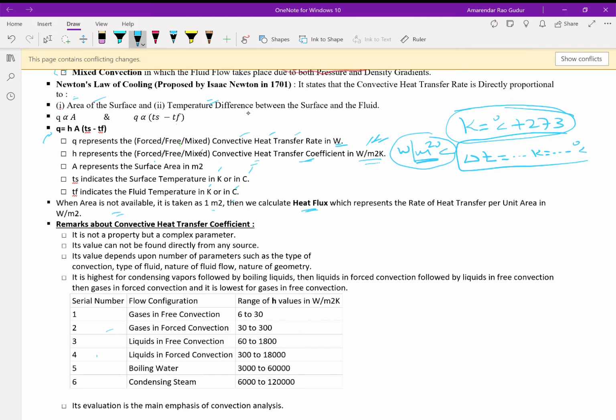Then we calculate something called convective heat flux, which is simply equal to Q prime, that is Q by A, which is equal to h times (Ts minus Tf). So this is the standard practice we follow when area is not available.